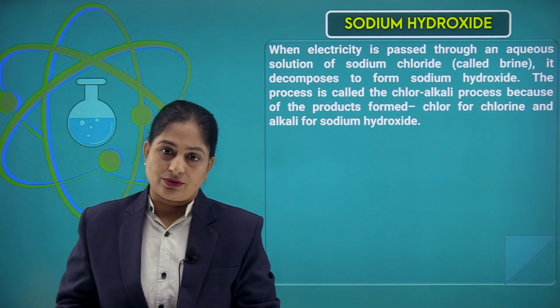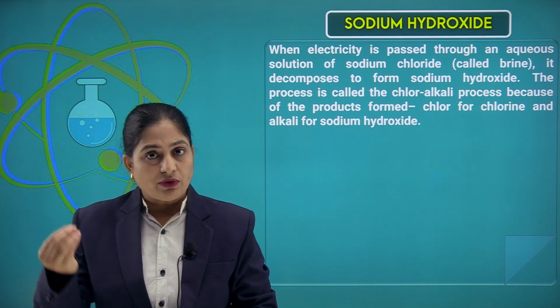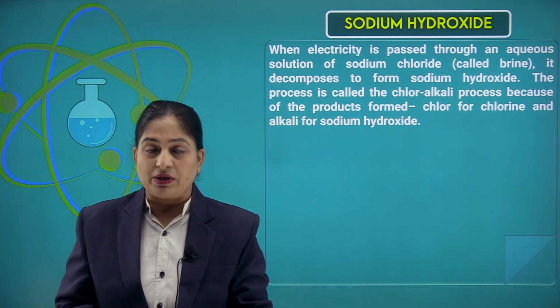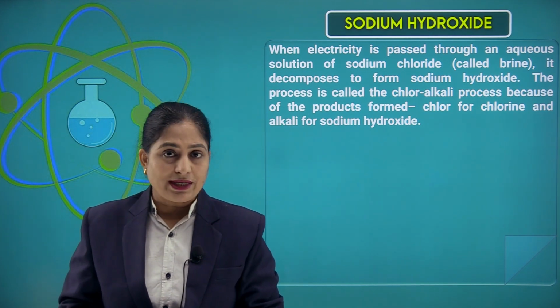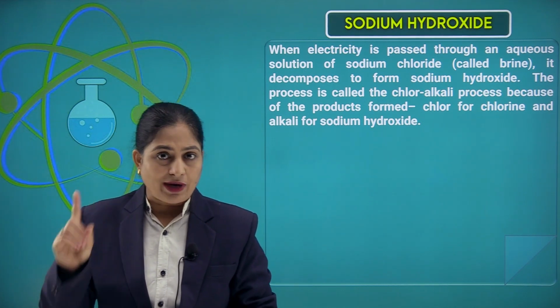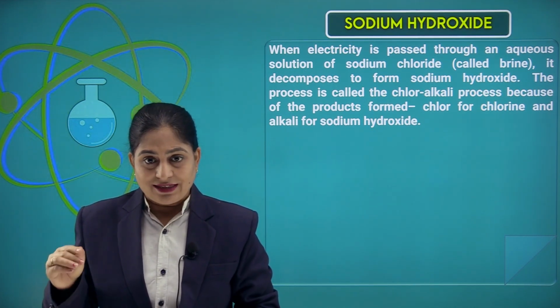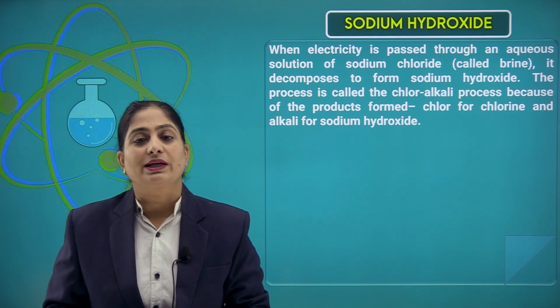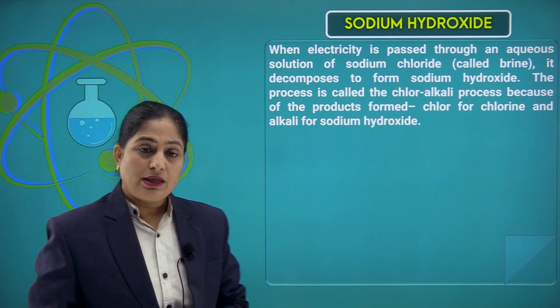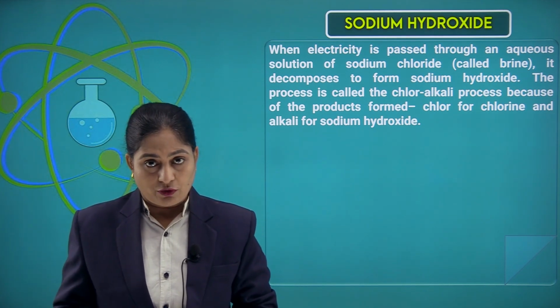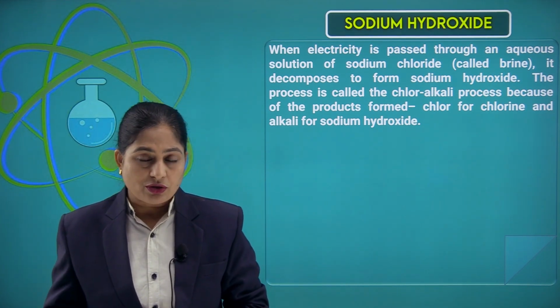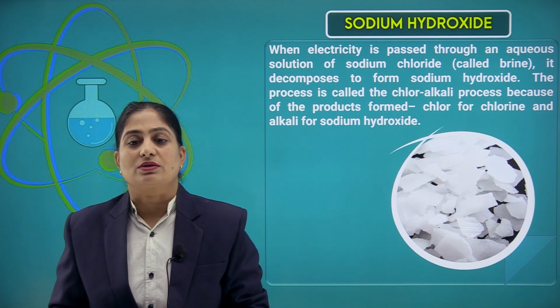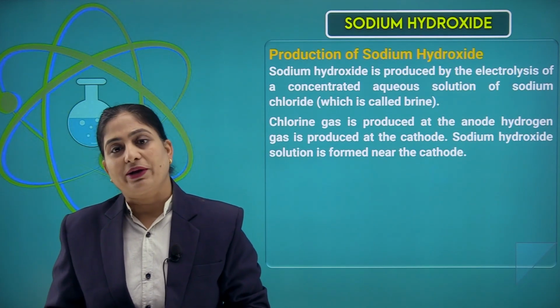sodium hydroxide. So finally, the solution we obtain in the beaker is sodium hydroxide, along with the preparation of hydrogen and chlorine. And since chlorine and alkali are formed in this process, we call it the chlor-alkali process. So this is how we can get sodium hydroxide.